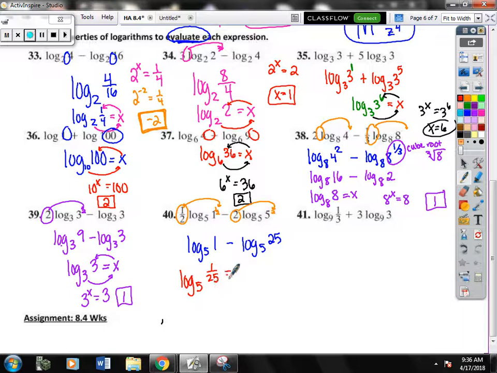Now let's evaluate that. Set that equal to x. Change to exponential. 5 to the what power gets me 1/25. And anytime you see a number going into a fraction, that's a hint that this is going to be a negative number, which will get us a negative exponent. Therefore, it'll move to the denominator. So think 5 squared is 25, so this has to be 5 to the negative 2.